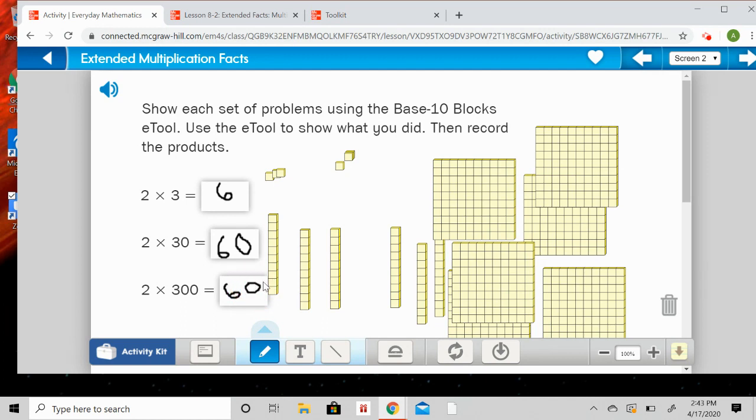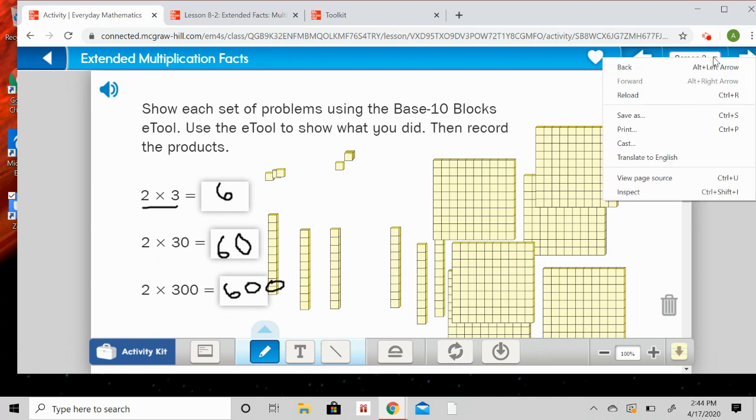If you notice, there is a pattern. 2 times 3 equals 6. 2 times 30 equals 60. 2 times 300 equals 600. If you know your basic fact, that can help you with your multiples of 10 and your multiples of 100.